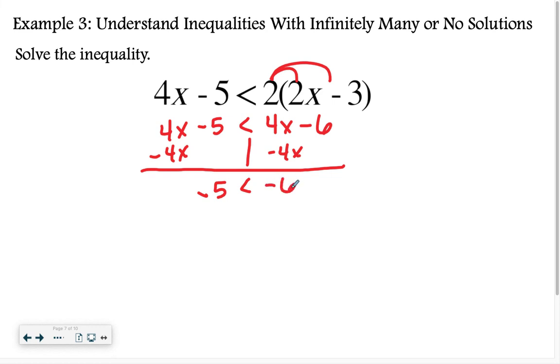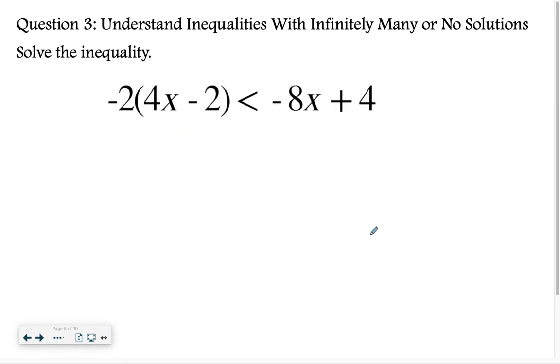You might just look at that and say, oh, 5 is less than 6. Good, we're good to go. Except these are both negative. So that's a little tricky. So this statement is actually false. So this would be a no solution situation. All right, now it's your turn to solve this one and tell me, is the answer infinitely many or no solution? Good luck.